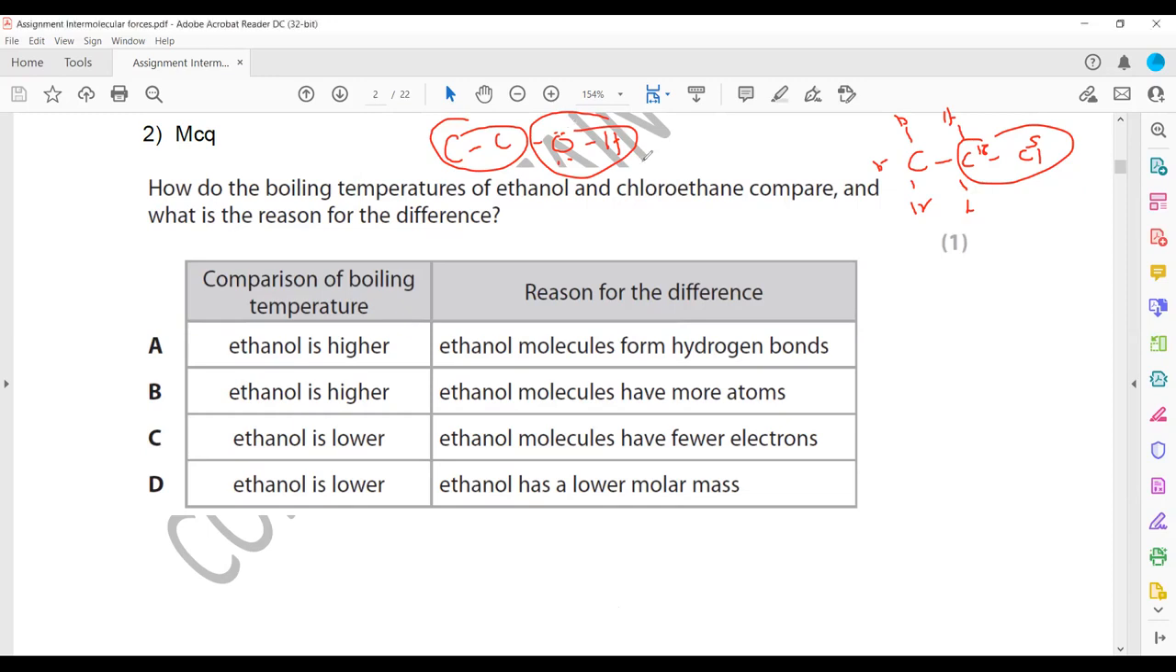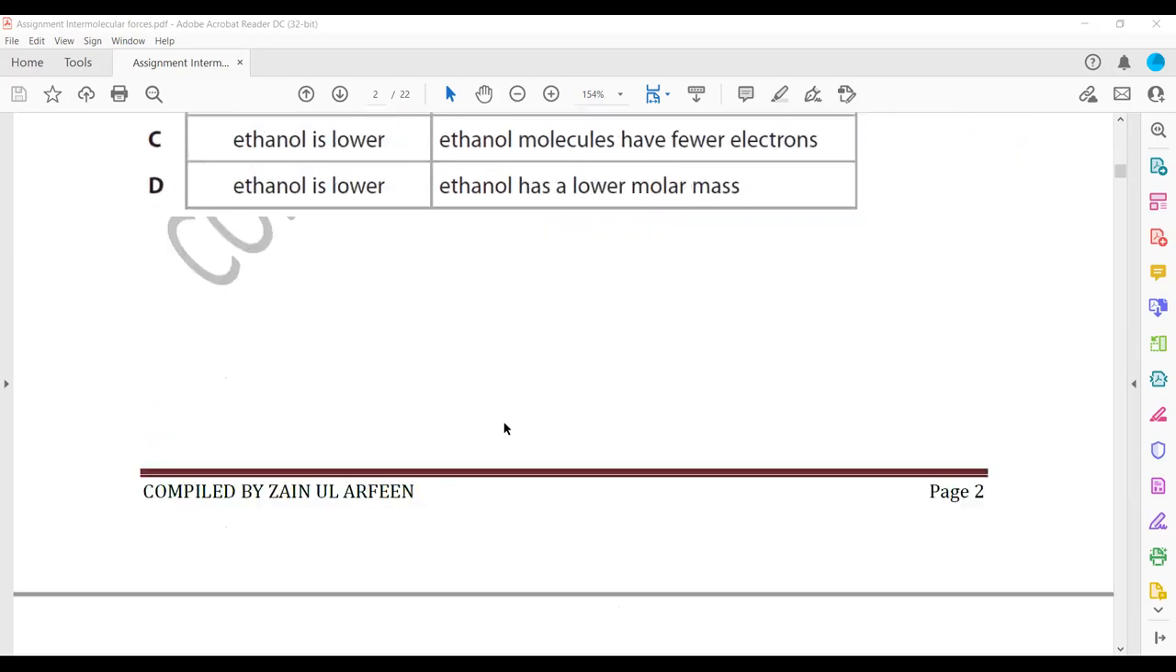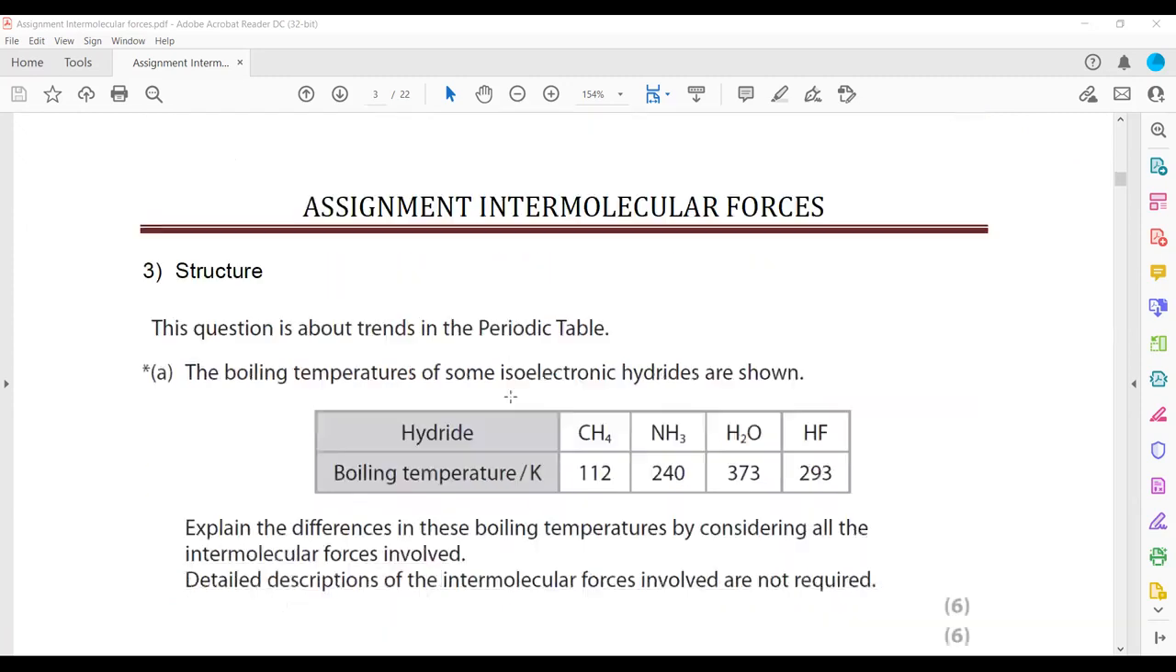So which one will be higher? Because hydrogen bond is there in ethanol, ethanol will have a higher boiling point. And what could be a reason for the difference? Because ethanol molecules can form hydrogen bonds. So A is the right answer. If a molecule can form a hydrogen bond, likely it will have a high boiling point.